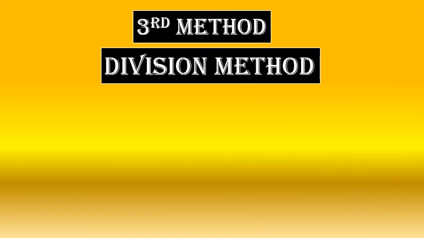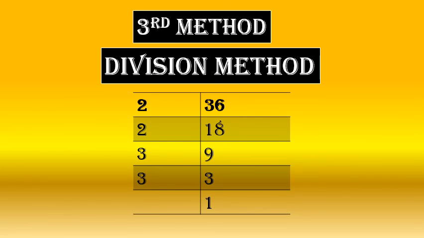Now next coming to the third method, which is the division method. Here we will divide the number only by prime numbers. We will not use any composite number to divide. So the number here is 36. Now it's an even number, so it is divisible by 2. So on dividing 36 by 2, the quotient is 18.